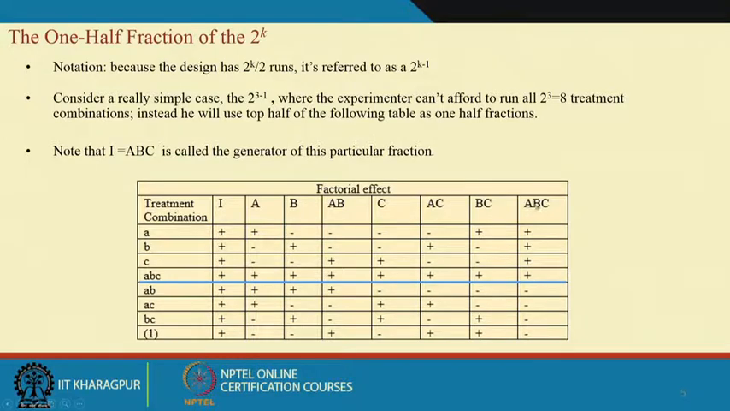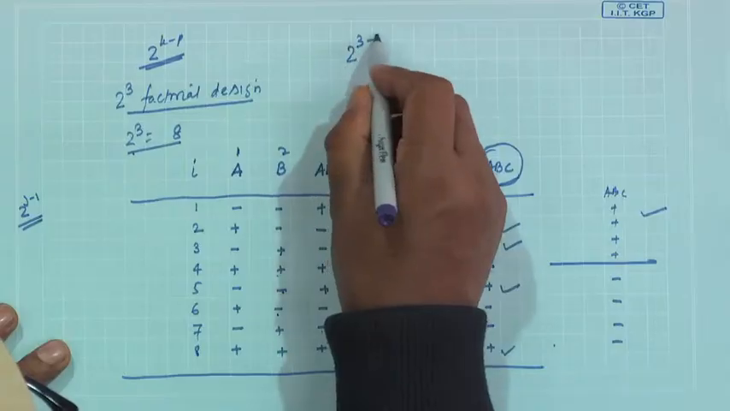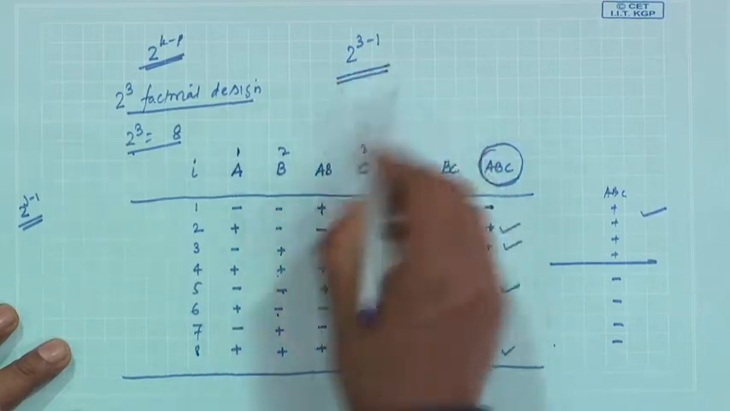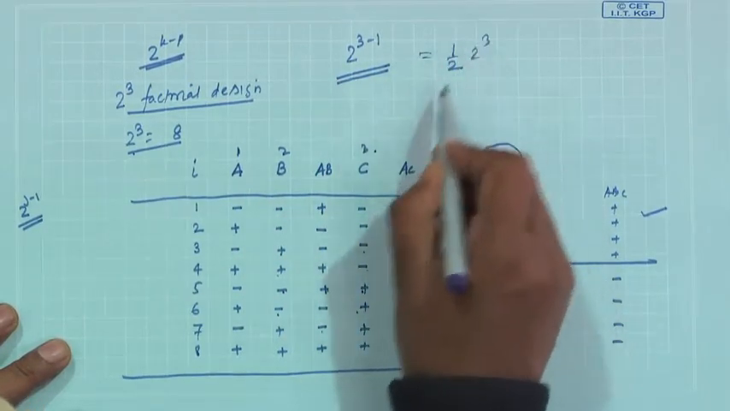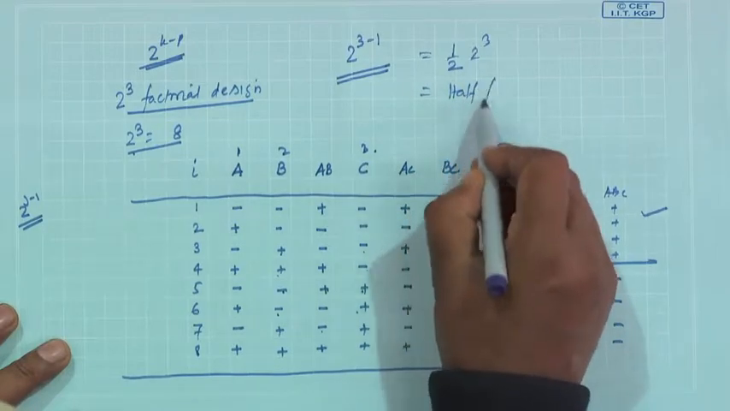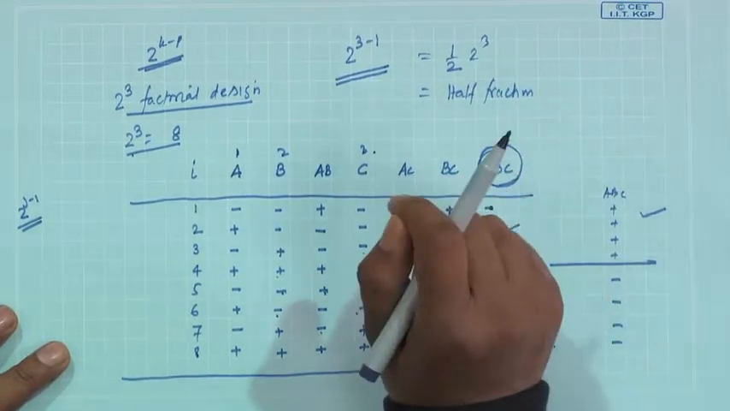In this table, we create two halves for ABC, 4 plus and 4 minus. Now, let us say you conduct experiments only with the combinations where ABC is plus. Then what is the design? The design is 2 to the power 3 minus 1, or 1 by 2 of 2 to the power 3, that is known as half fraction. Okay.